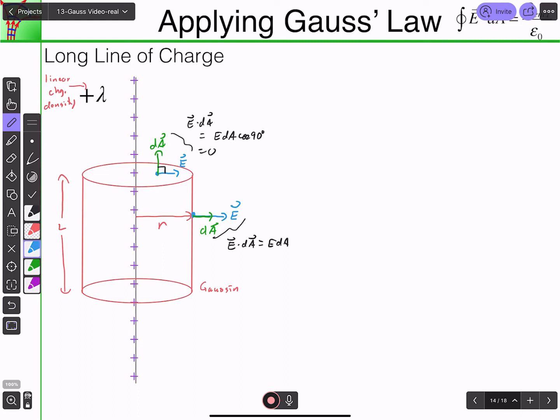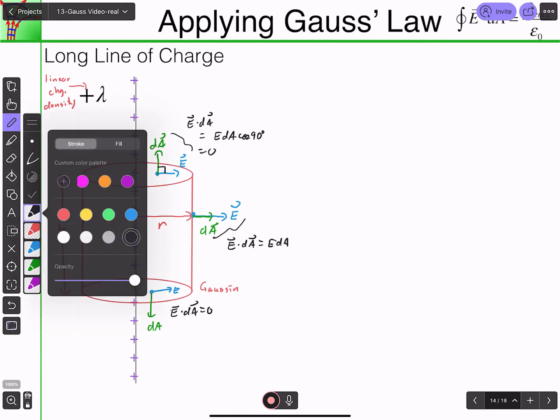And same for the bottom. If you look at the bottom surface here, the electric field is pointing to the right, and the area vector is pointing downwards, right? So this flux is also going to be equal to 0. So here, E dot dA is also equal to 0. Okay, so we have three surfaces to deal with: this outer wall, the top, and the bottom. And we have everything we need. Oh, I lied. We need one more thing.